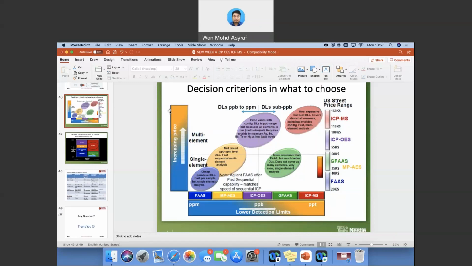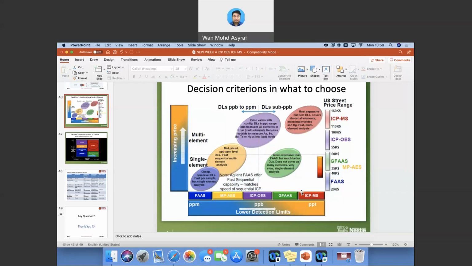ICP-MS, if you look here, is the most expensive but the best, because it covers all elements, including hydrides and mercury. It is a fast multi-element analysis, but the price range is quite high. Or you could go to a much lower one, which is flame AAS, fast, but just a single analysis per sample. So it depends on the criteria, and on the analyte itself also.